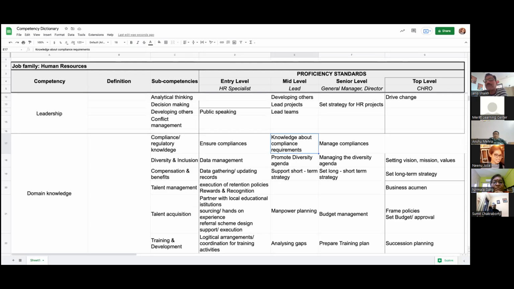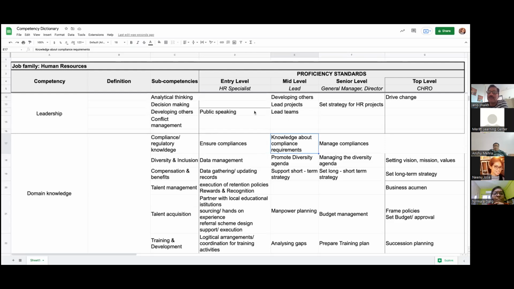Whatever groundwork is required, definitely he will contribute for that. And conflict management for sure is public speaking, which is very important over there. So he will ensure the cascading of the mid-level and senior level communication, agendas, policies, something like that. These are the entry level competencies we thought. And at mid-level, developing others, leading the project and leading teams. So these are the three things on leadership we thought as a team. And senior level, set strategies for HR projects based on what we have just discussed.